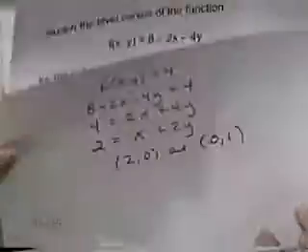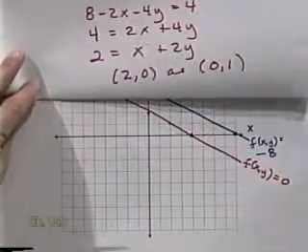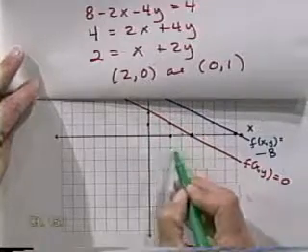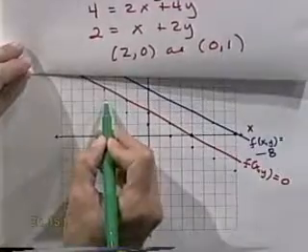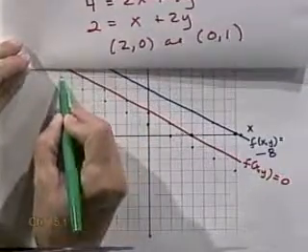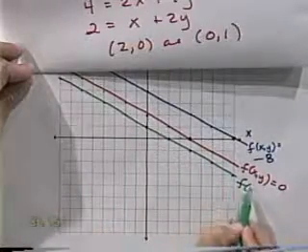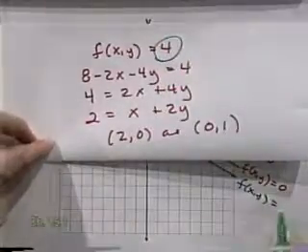Okay, so plopping that on here, I need the point 2, 0. Let's do it in green. 2, 0, and 0, 1. Going down 1 over 2, down 1 over 2, down 1 over 2. Do you notice level curves don't intersect? And this line represents all the points xy for which f of xy was equal to 4.